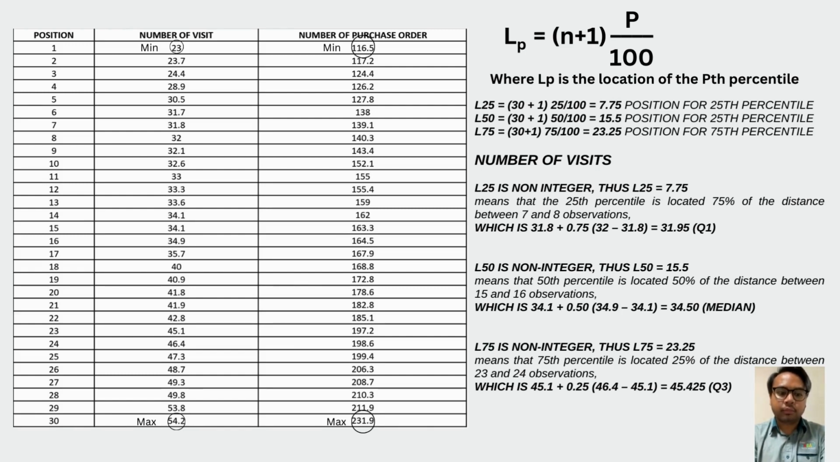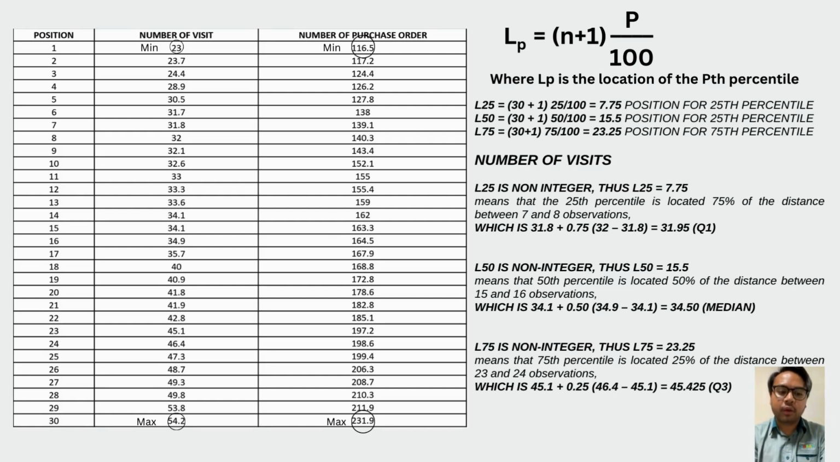So we take the position 7, which is 31.8, plus the last two digits after the decimal point. Only take the last two digits after the decimal point, which is 0.75, and then multiply with the difference between the second and third observation. 0.75 multiplied by 32 minus 31.8 is 0.15. So we should get 31.8 plus 0.15.